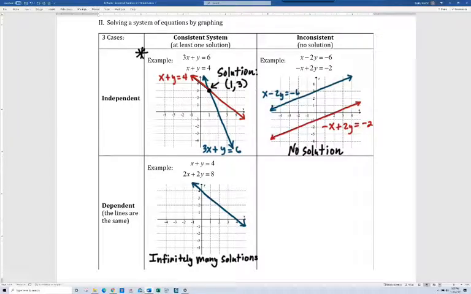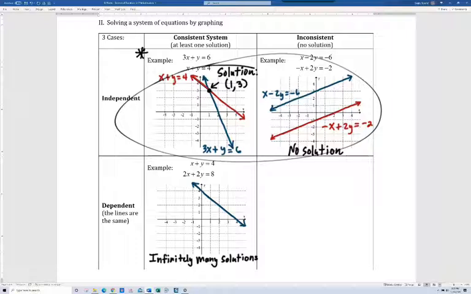And then the other thing we discuss is independent or dependent. Now it kind of makes sense if you look at the case at the bottom here, where they're both the same line. We say that the system is dependent, which kind of makes sense. I mean, the two equations are the exact same when you graph them. And so the solutions are the same to both equations. So we call it a dependent system. The other two cases up above are independent.